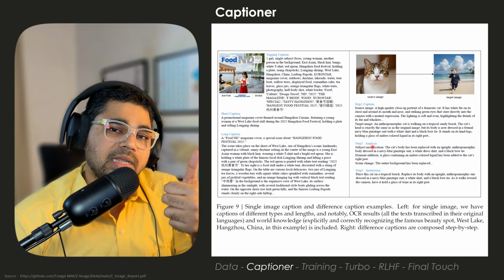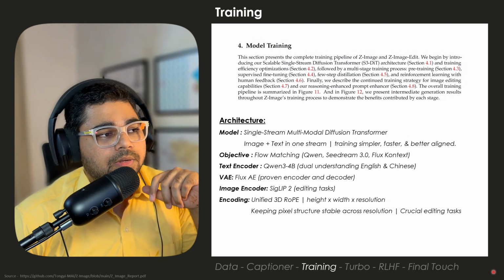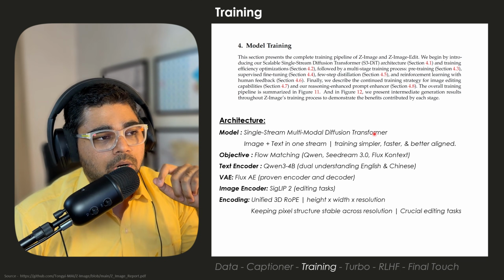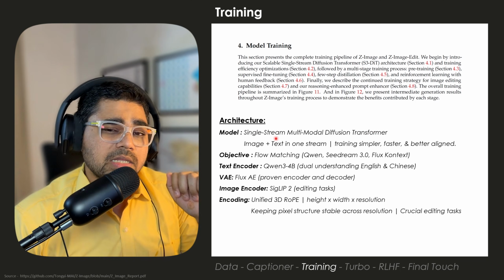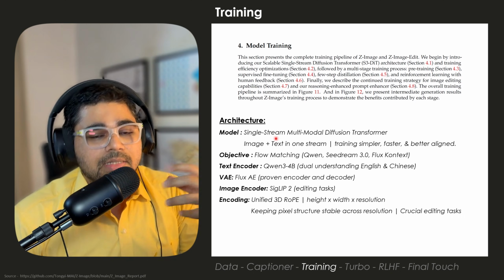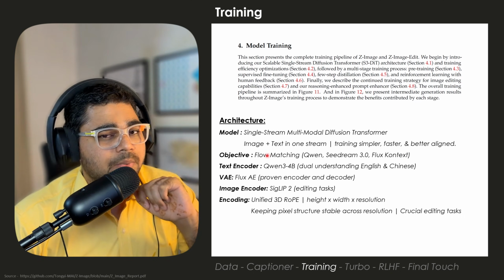So now we have the data, we have the caption. Now let's see the training process of this model. So in terms of training process, they are going to use something called a single stream multi-modal diffusion transformer. Now single stream meaning the text and the image are going to go in one stream. This they're doing so the training process happens faster, is simple, and is better aligned.